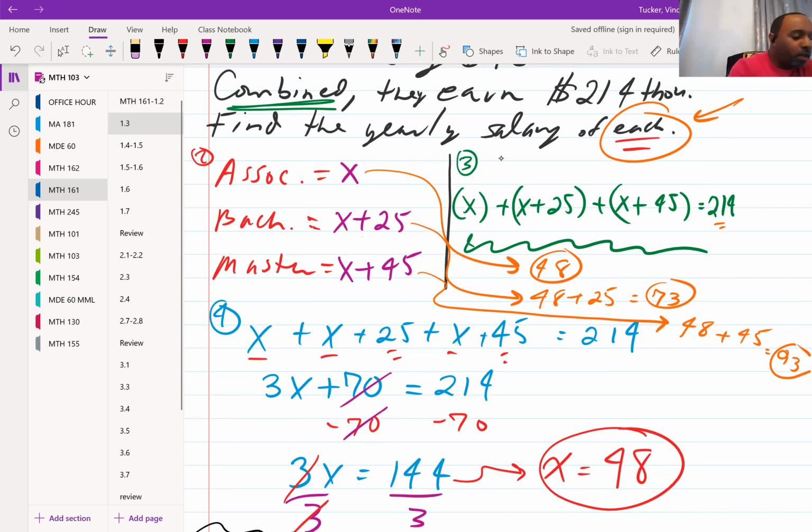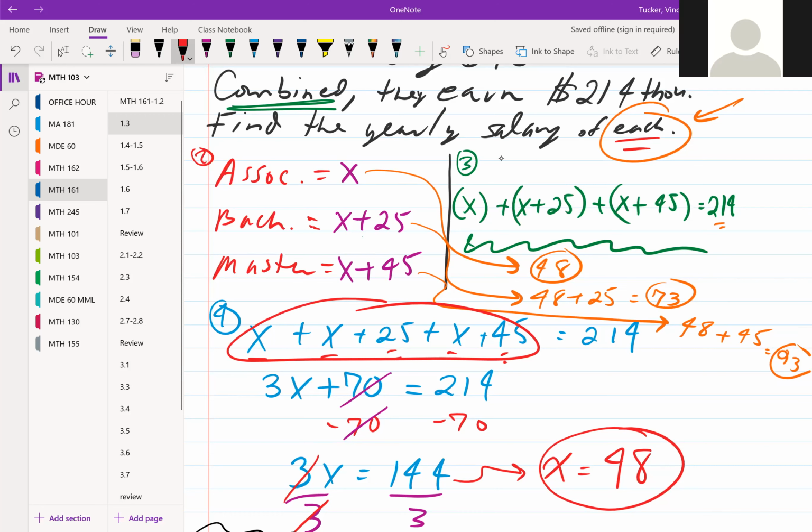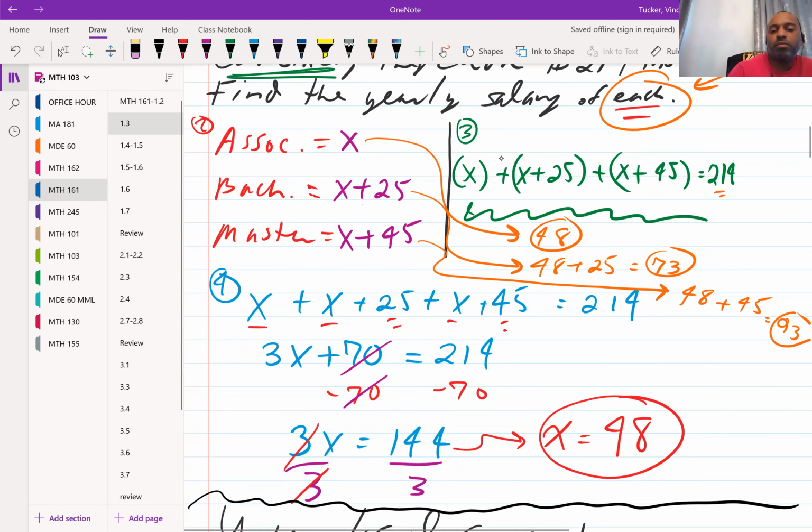All right. Any questions on that first one? I have a question. Where did you get the 3x plus 70? Right here, we combine the like terms. x plus x plus x gives us 3x. And then 25 plus 45 gives that 70. Okay. All right. Anybody else before we scroll up?